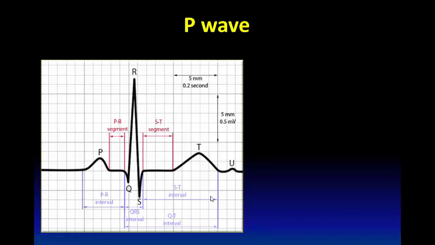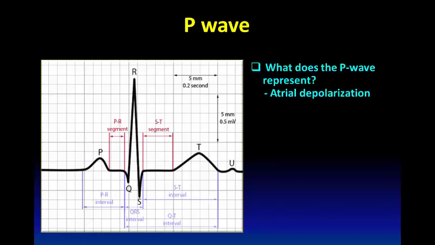So having described the horizontal and the vertical calibration in the ECG paper, and having known that the horizontal calibration represents time in seconds and the vertical calibration represents the voltage in millivolts, let's describe the ECG waves and intervals in more detail. The P wave, what does the P wave represent? The P wave represents atrial depolarization.